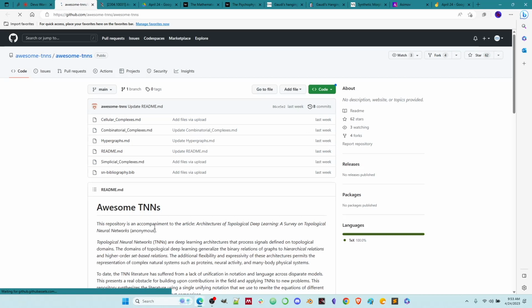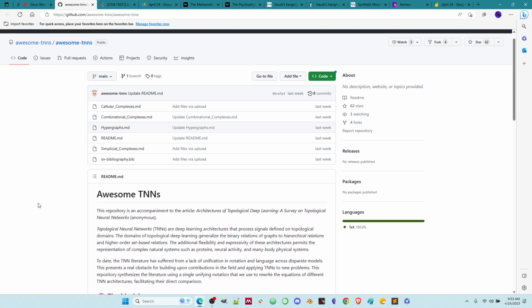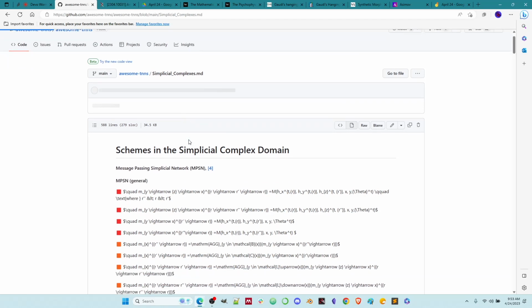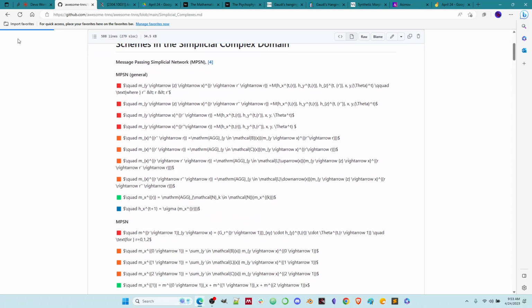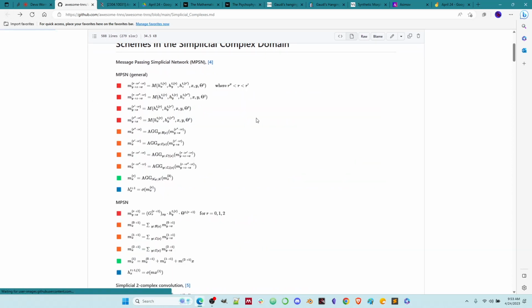And then there's an associated GitHub repository called Awesome TNNs, which summarizes schemes in various topological domains. This is the Awesome TNNs repository. It accompanies this paper, Architectures of Topological Deep Learning. It covers cellular complexes, combinatorial complexes, hypergraphs, simplicial complexes, and then a bibliography. I guess this is a message passing simplicial network, and I guess this is code for it, or at least the mathematical notation. Okay, it's rendering now.